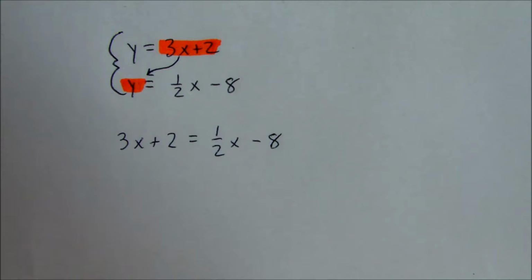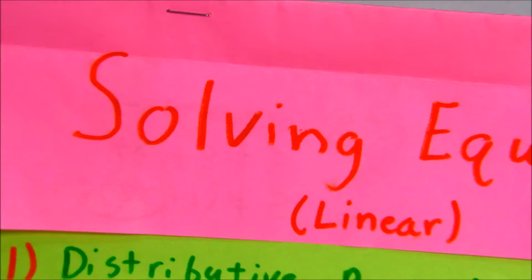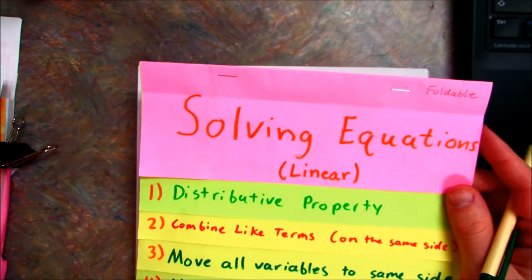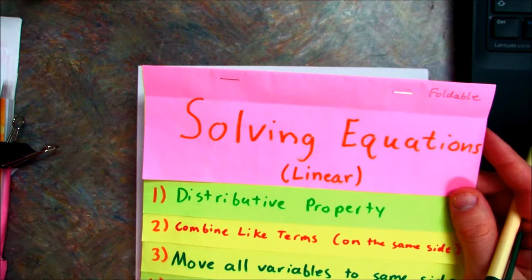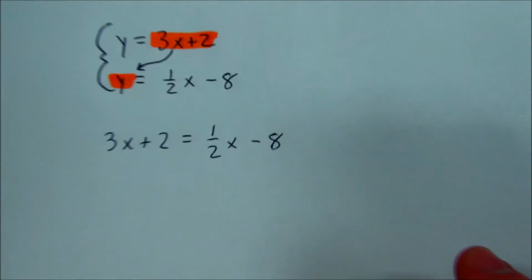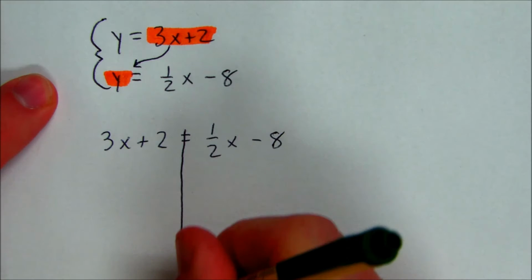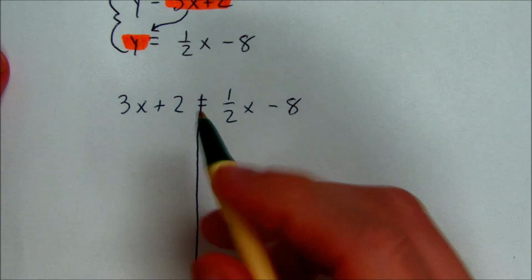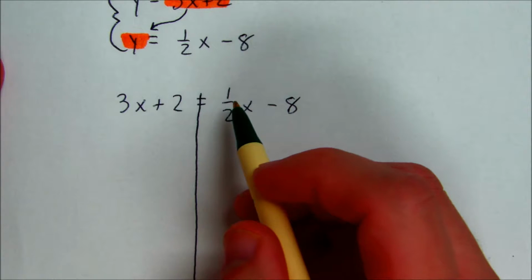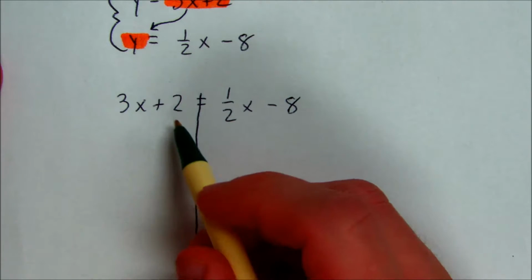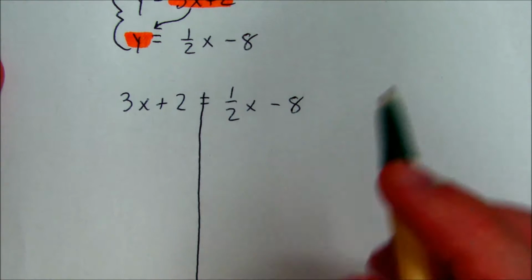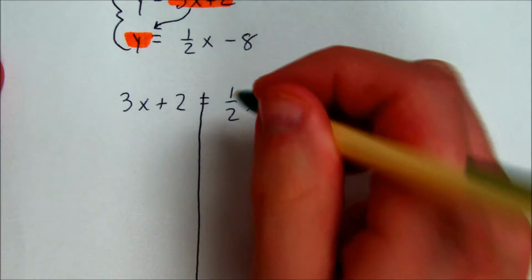That's a solution. Now, if you've watched my other video on how to solve an equation using a foldable, it looks like this, it's the same procedure. You're going to use the same steps of the foldable in order to solve after you substitute. So I like to draw a brick wall, keeps my work organized. So I look for a distributive property. There isn't one. I try and combine like terms on the same side. Nope, I'm good.